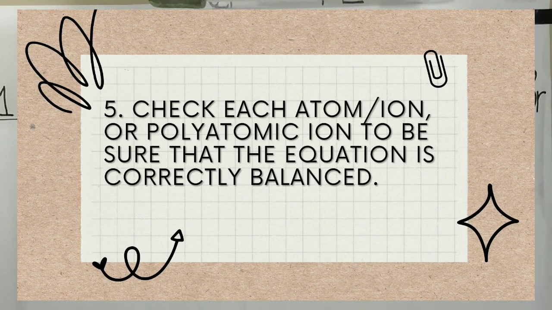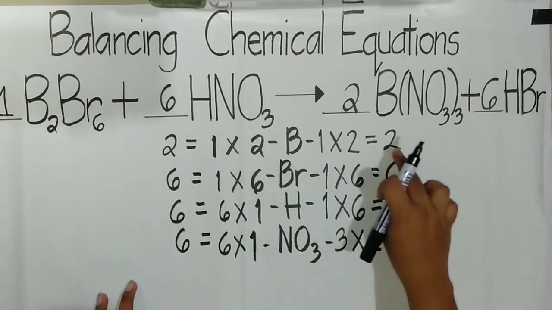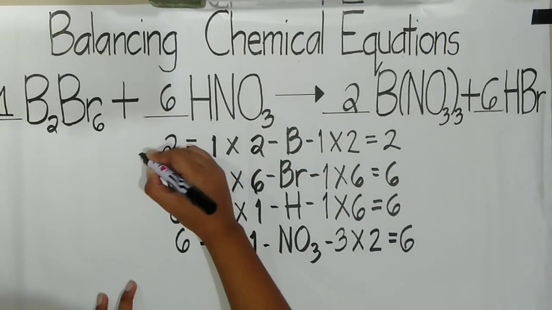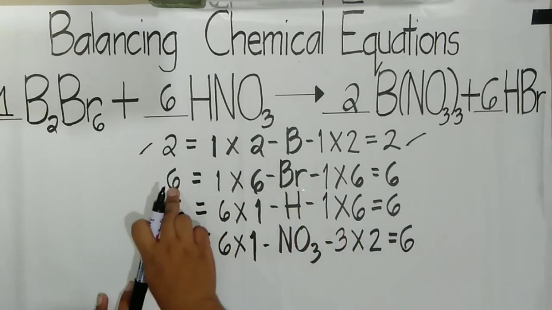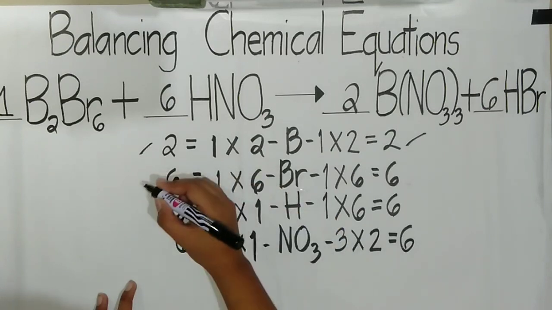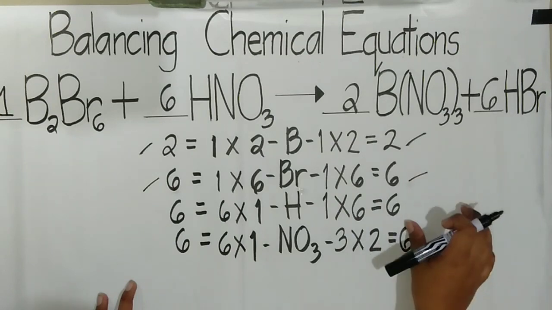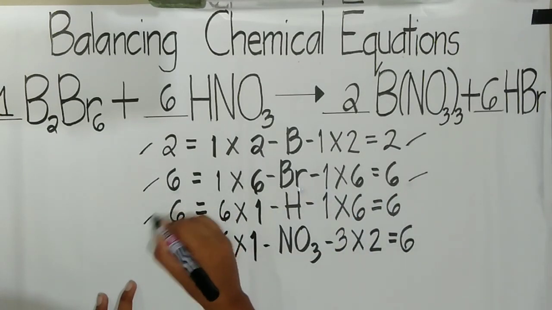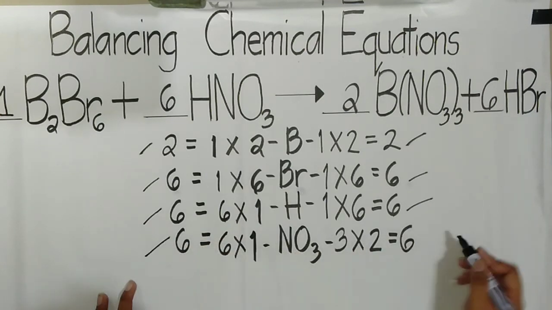So, step number 5 is to check each atom or ion or polyatomic ion to be sure that the equation is correctly balanced. So, we have here on the reactant side 2, and the product side is also 2. So, these are balanced. On the bromine, we have 6, and on the other side is 6. So, they are both the same. So, they are balanced. On the hydrogen, we also have 6, and on the other side is also 6. So, they are the same. So, they are balanced. And then the nitrate, they are also balanced.